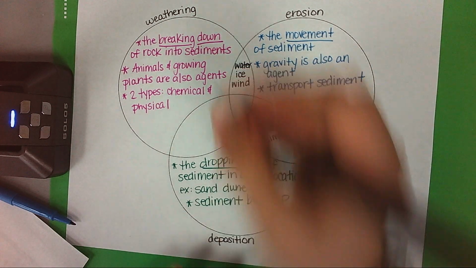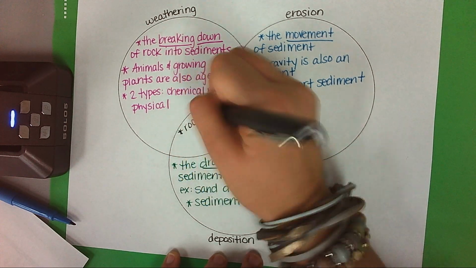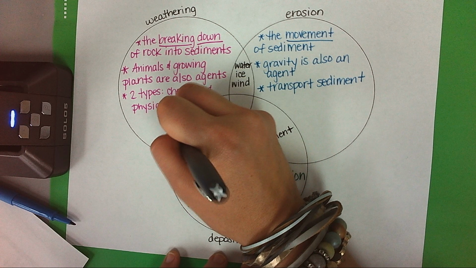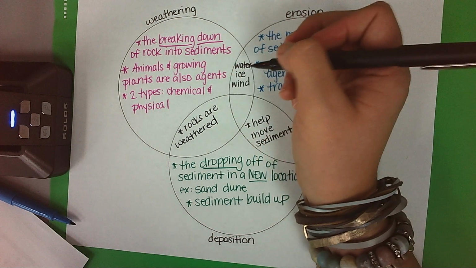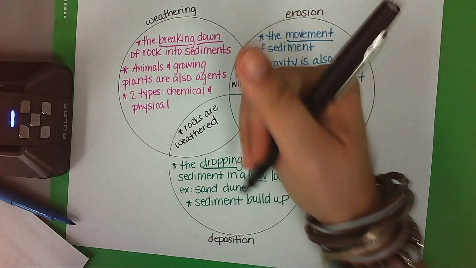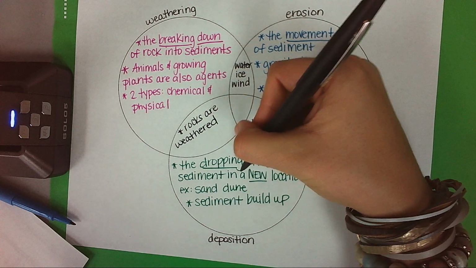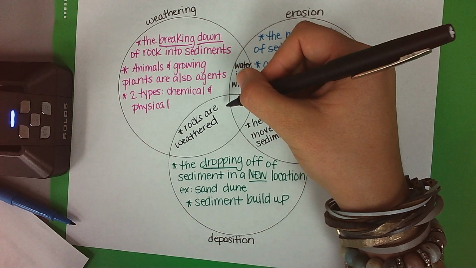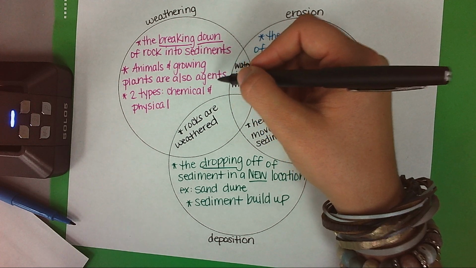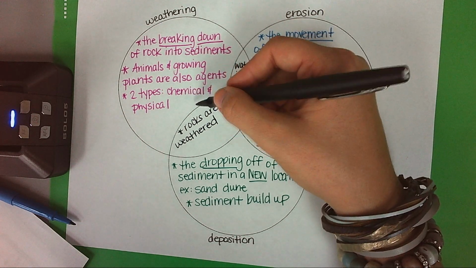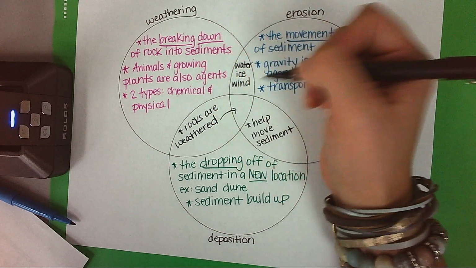And what do weathering and deposition have in common? So the rocks are weathered. This one was kind of tough because weathering is actually the breaking down of rock, and deposition is the dropping off of rock. So what do they have in common? This rock that has been deposited is already weathered. And in weathering, it gets broken down through either chemical or physical processes. So they have in common that those rocks are weathered, which could also go in this section as well.